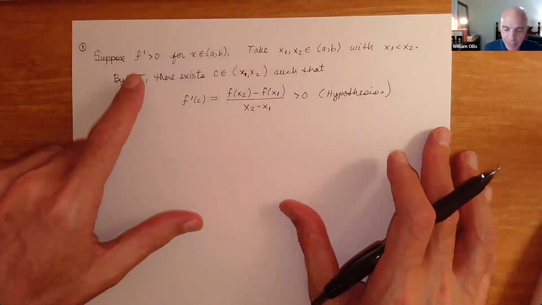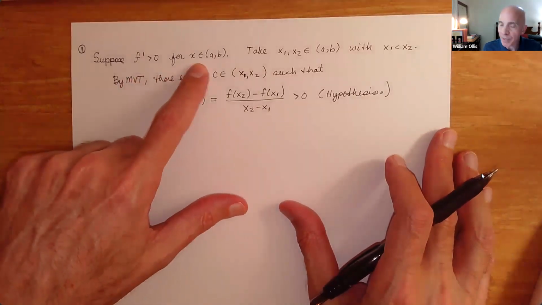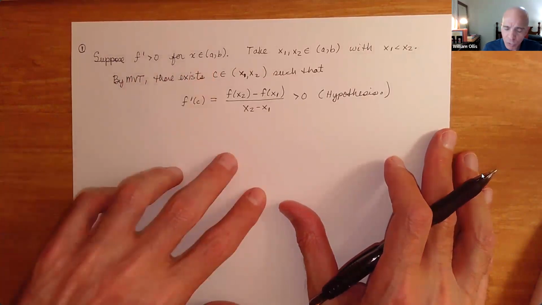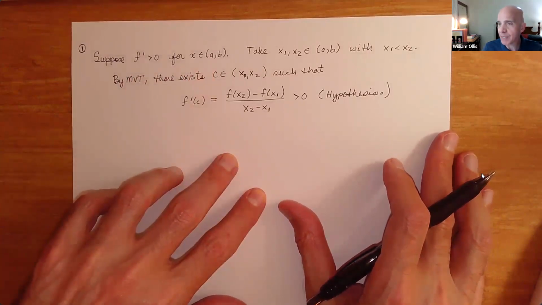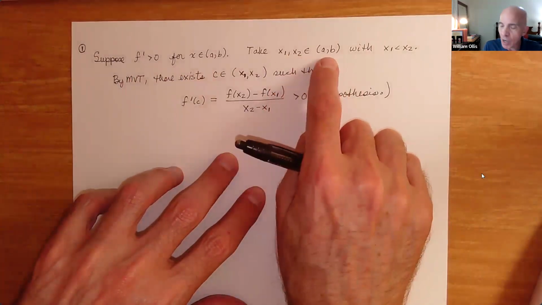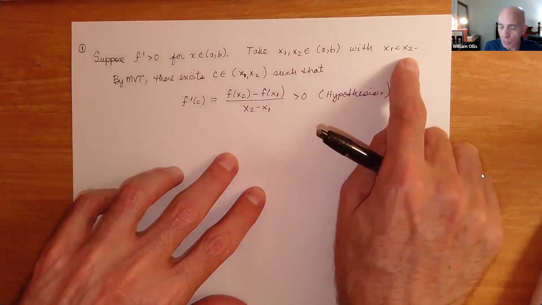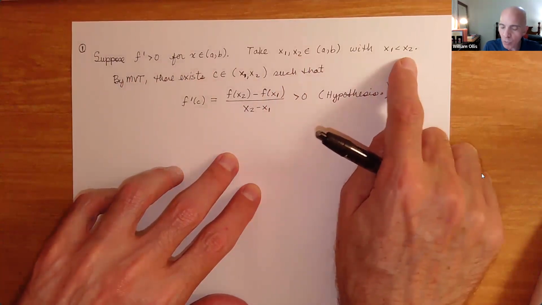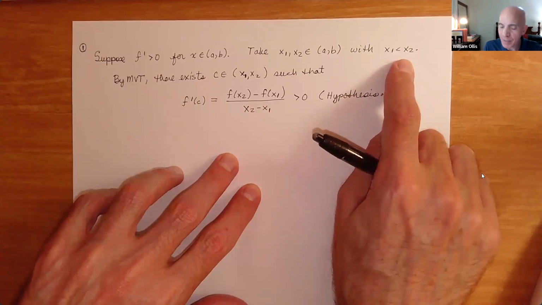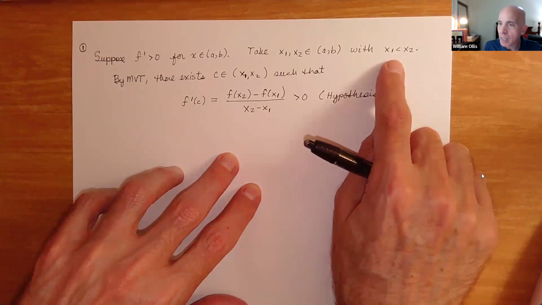Now, let's just look at an example where the derivative is actually positive on the open set. And so just like we normally do in the definition of increasing and decreasing, we will take two elements in the open set and then assume that x1 is less than x2. Okay, now this is where we have the power of the hypotheses. Remember, the function is continuous on the closed set, and it is also differentiable on the open.